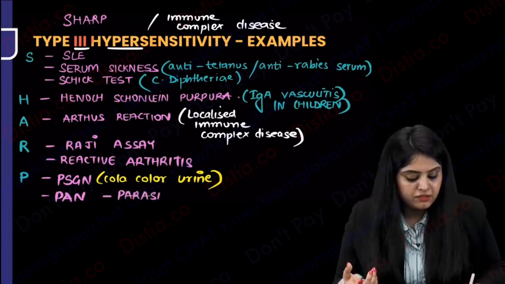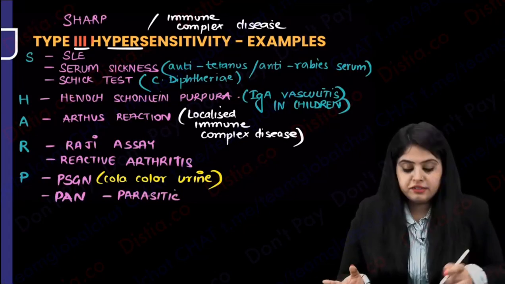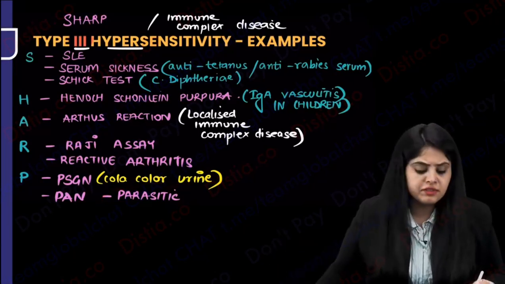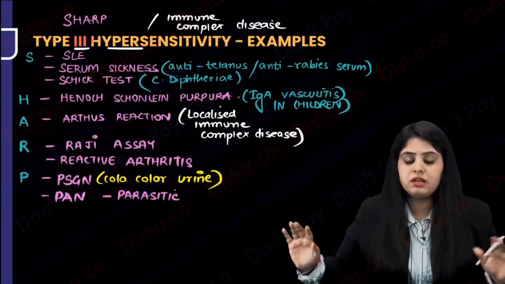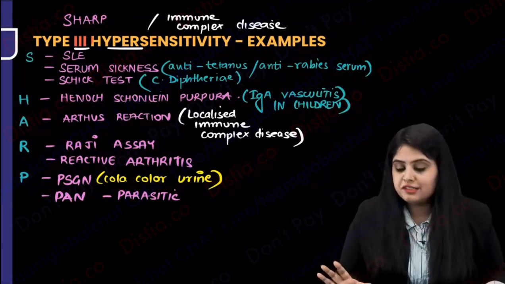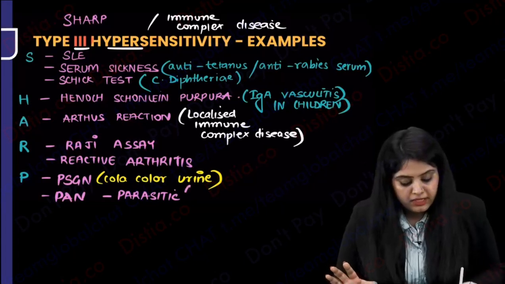Now, suddenly everyone says, oh my God, parasitic diseases, parasites are IgE. IgE should have been type 1 hypersensitivity. Why are you putting it under type 3? And all those confusions happen. I'm not talking about parasitic diseases. I'm talking about complications. I'll give you an example.